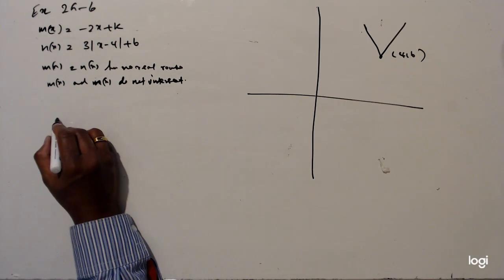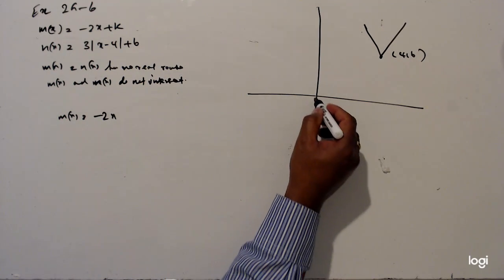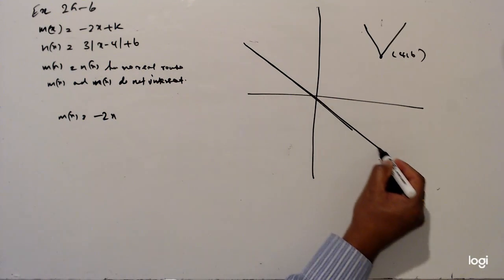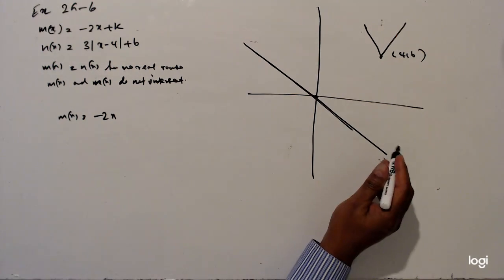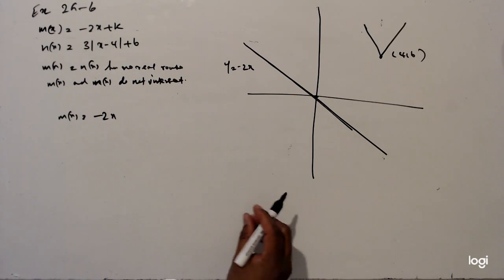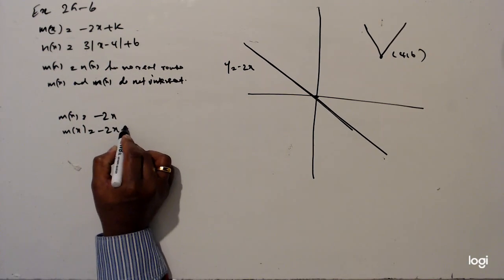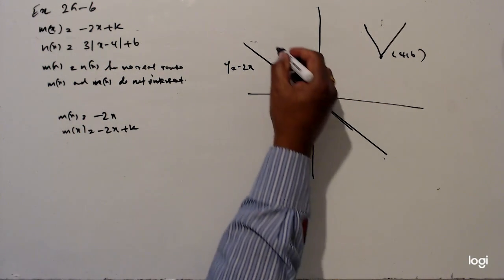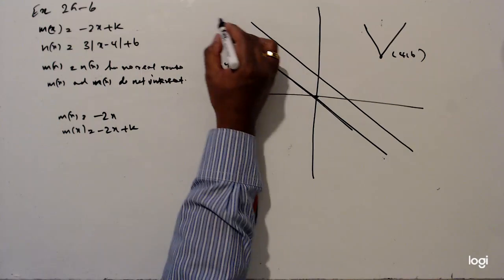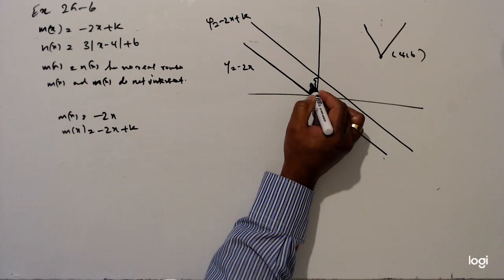Now this graph, mx equal minus 2x. So it's going to go through 0, 0, y equal minus 2x graph. Then mx equal minus 2x plus k. So this is y equal minus 2x plus k. So this height is k.